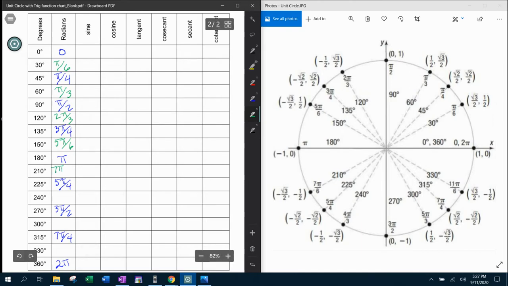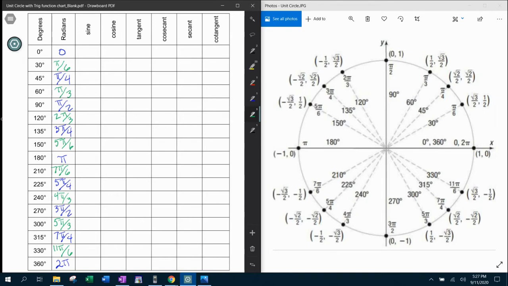Next, 7/6. Next is 8/6. 8/6 reduces to 4/3. And then at 270 would be 9/6. Next would be 10/6. Next would be 11/6. And then at 360 would be 12/6, which is 2 pi. And so there's all of the radian angles. Even if you didn't have the unit circle, you can still come up with those mentally.